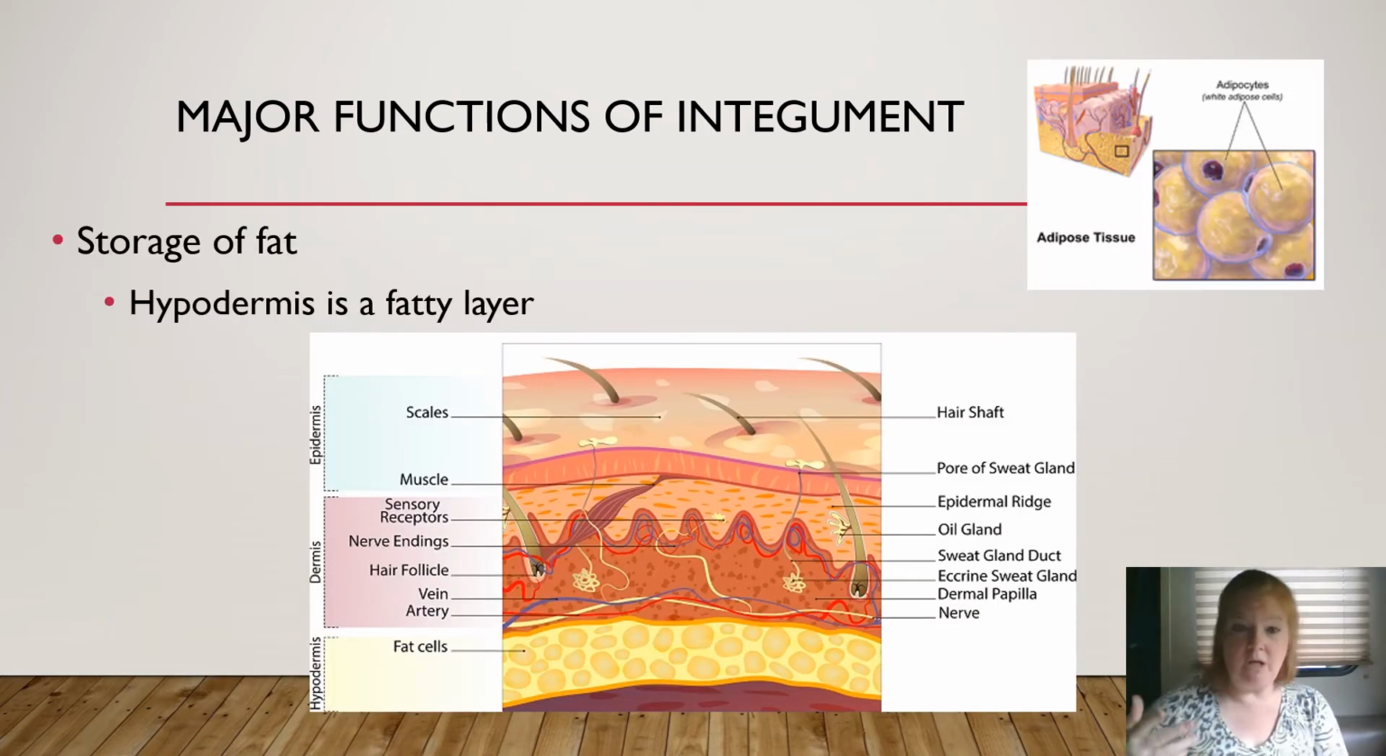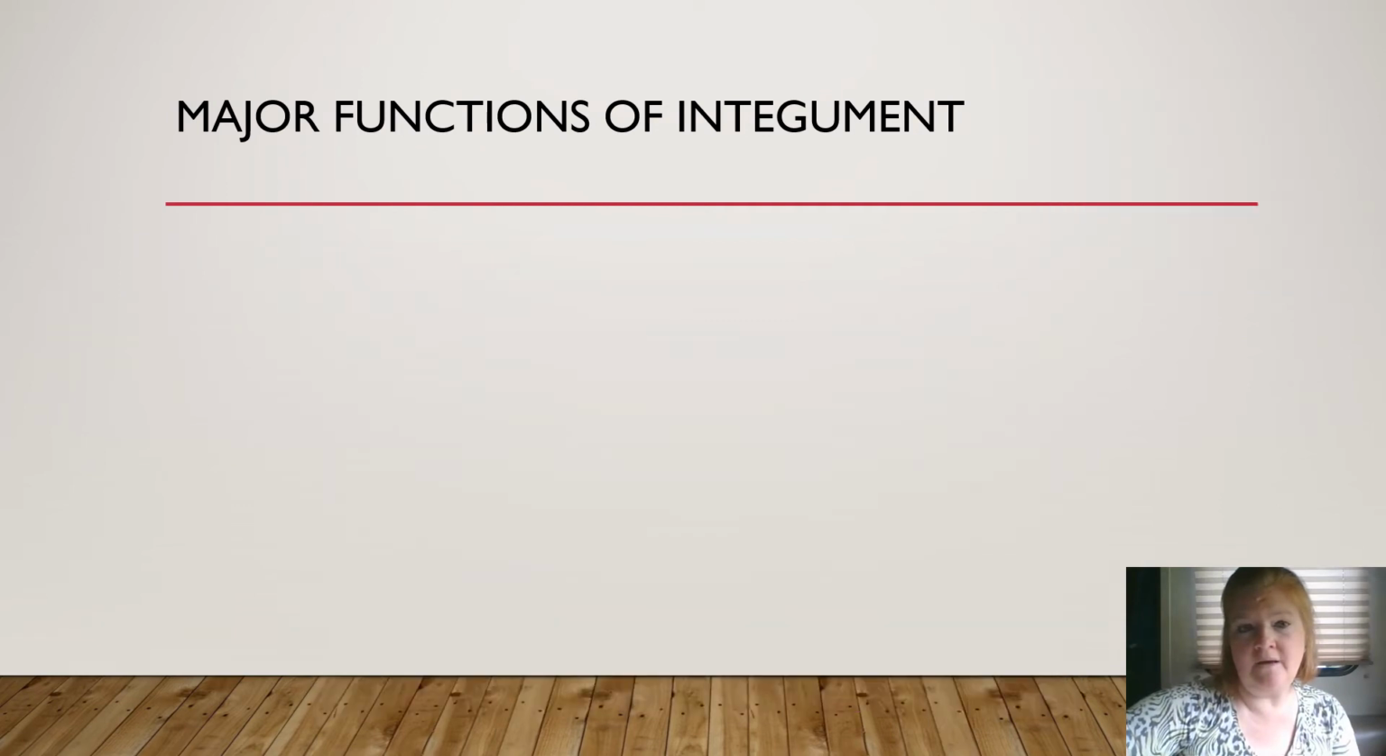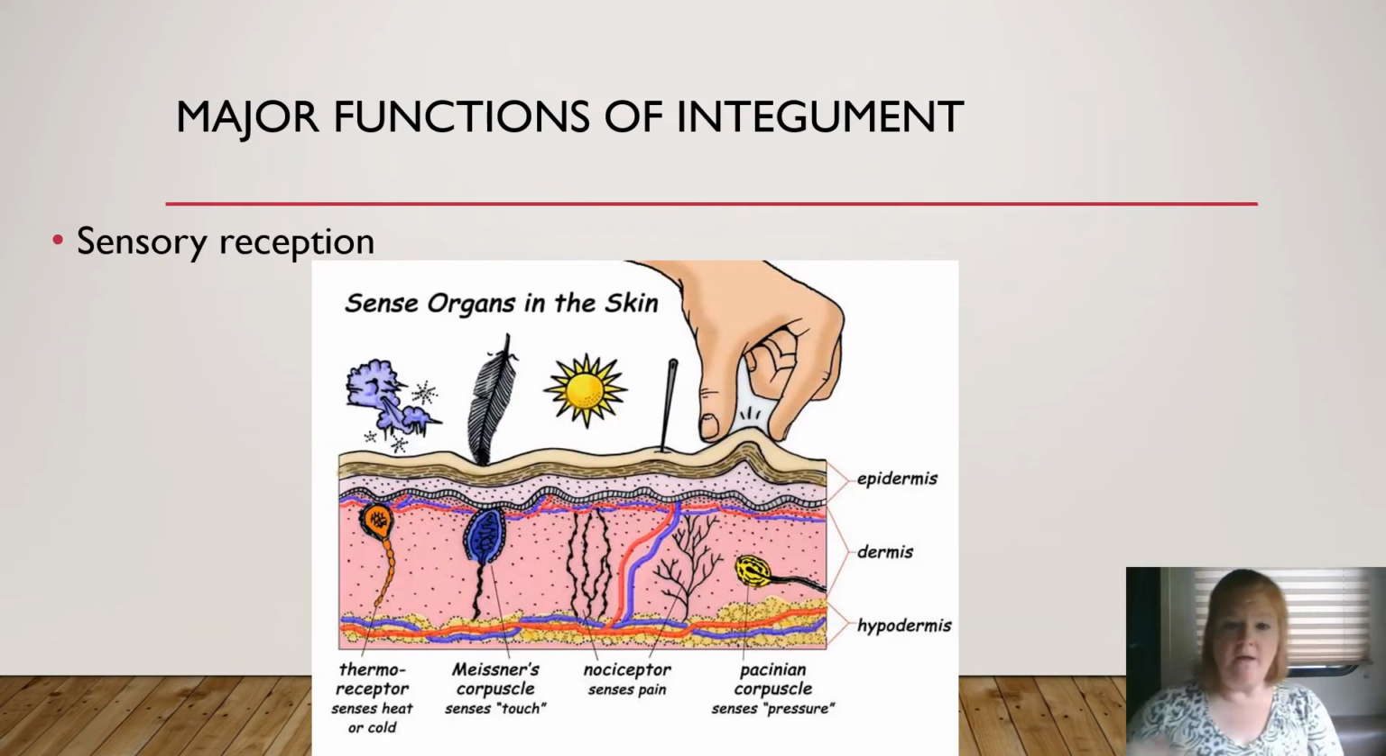What else? Well, the storage of fat. The hypodermis is a fatty layer made mostly of fat cells. What else? Well, sensory reception. We have a whole slew of different types of receptors. We have thermal receptors that either sense heat or cold. We have Meissner corpuscles that sense light touch. We have nociceptors, like no, they sense pain. And we have Pacinian corpuscles, and they sense pressure, like pinching, like deep pressure.